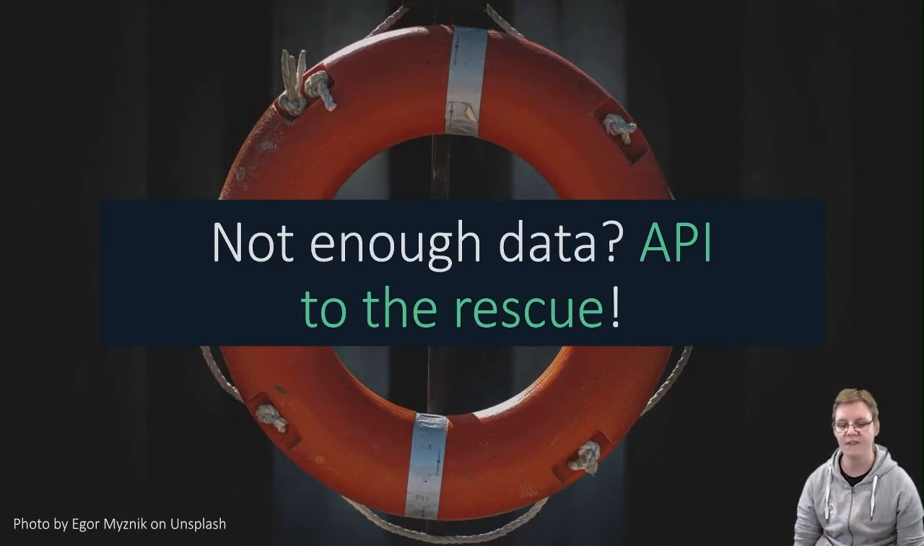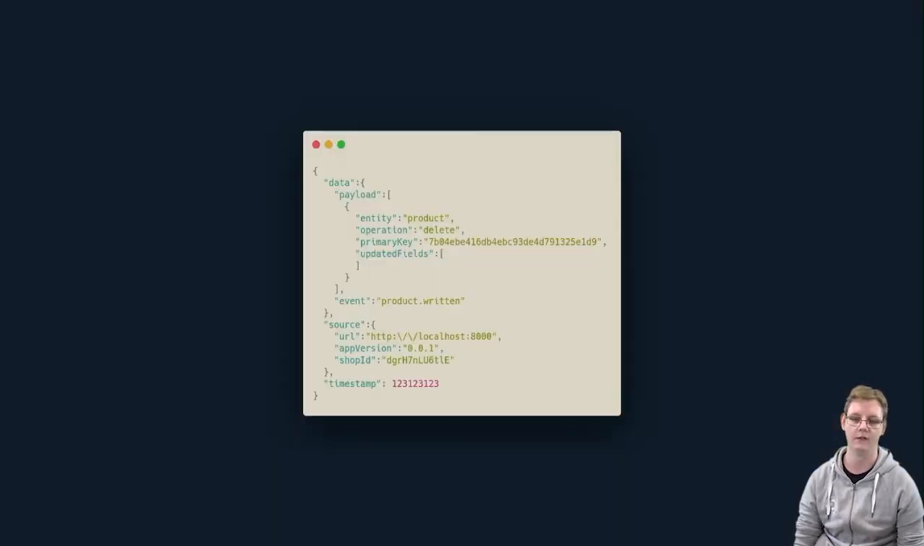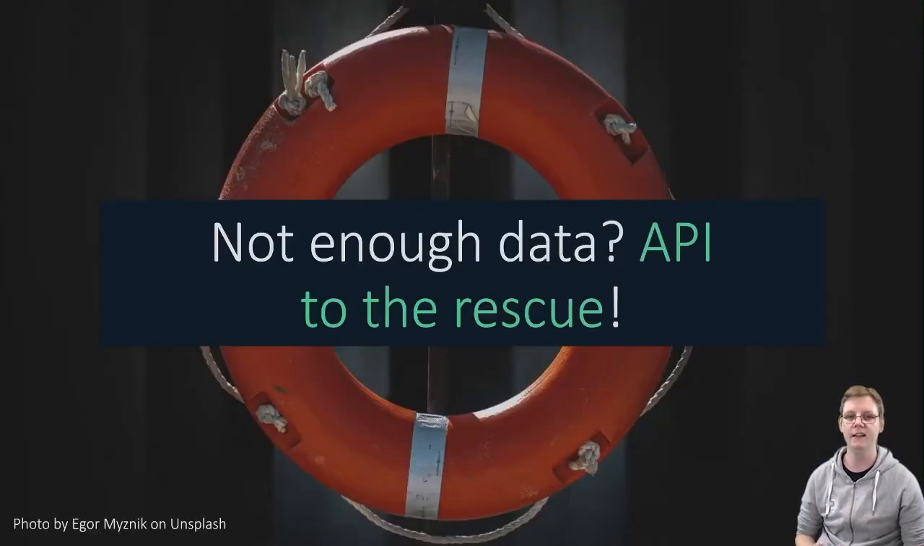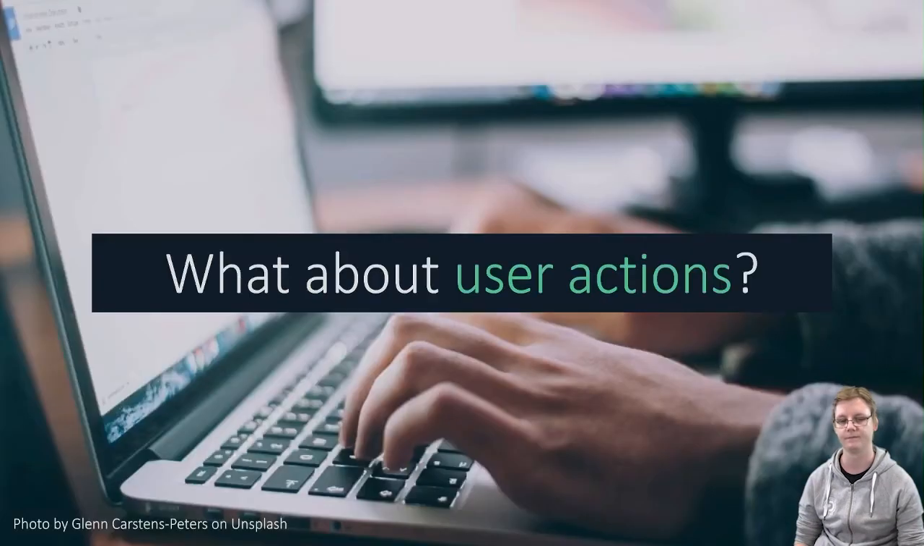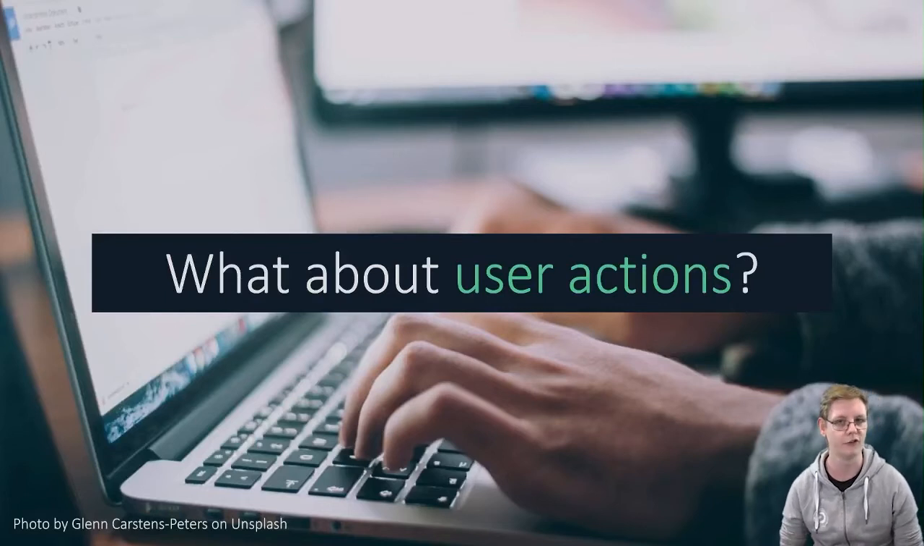And should you miss some data, for example, in this example, maybe the primary key is not enough, you can still interact with the Shopware instance's API from within your handling of the webhook. You don't have to think too much about latency and stuff, because the request to your system is already being done asynchronously with the request that happened on the Shopware instance. But what about things the user does? So the merchant in the administration.